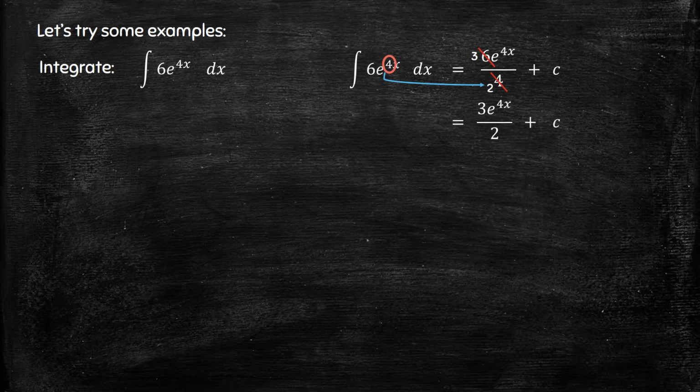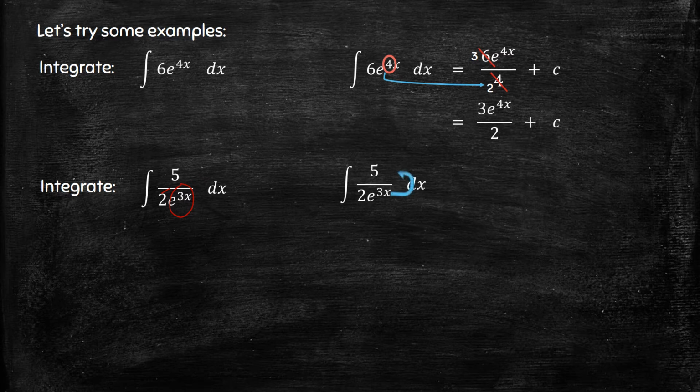Let's have a look at another example. This one is a little bit different because you can see that our e to the 3x is actually on the bottom line, part of our denominator. For us to be able to integrate it, we need to move it to the top line. So we use our negative indices laws to bring it up to the top line, and we just make it a negative power. Note that the 2 just stays there, it's just the function e to the 3x comes up to the top line and becomes e to the negative 3x.